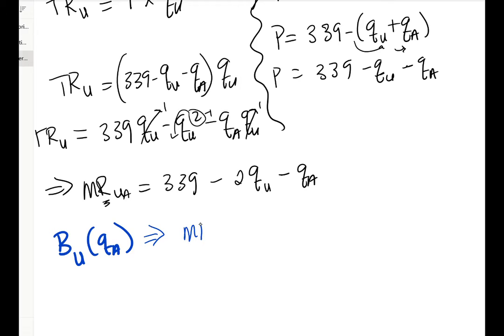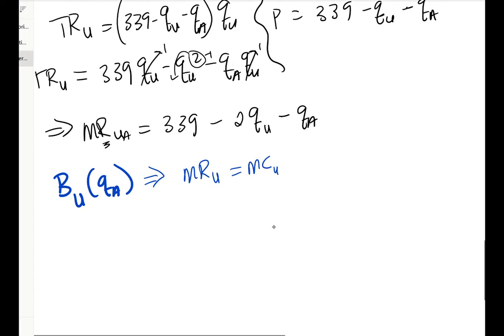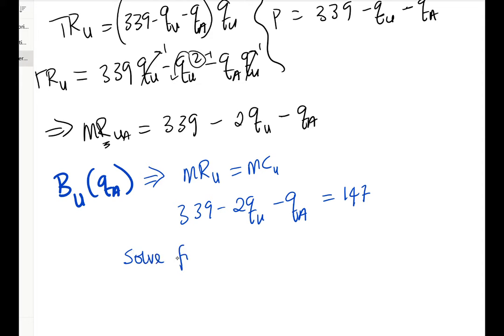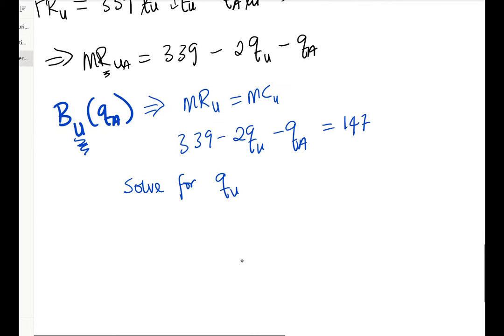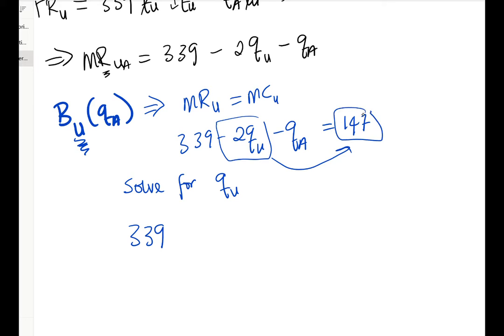So this would be calculated from the marginal revenue for United, set equal to the marginal cost for United. So this is 339 minus 2 times QU minus QA is equal to 147. We're looking for this for the follower, for United, so we're solving for QU. In other words, we're taking this term to the other side: 339 minus QA minus 147 is equal to 2 times QU.